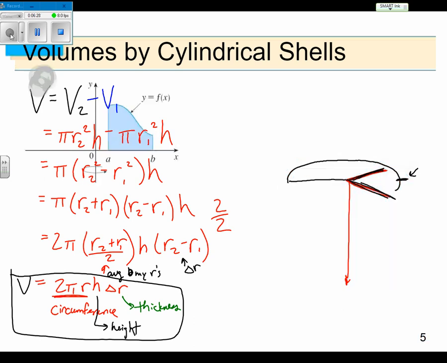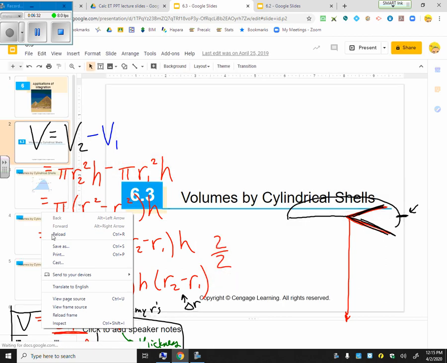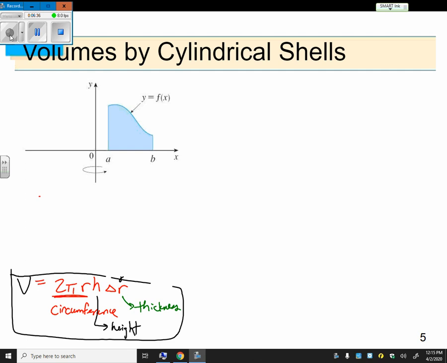If I erase all the rest of this. Oh no. Oh my goodness. What did I do? Hold on a second. All right, not a big deal. All right, I was able to salvage most of it. Okay, so I tried to erase with my pointer on my smart board.